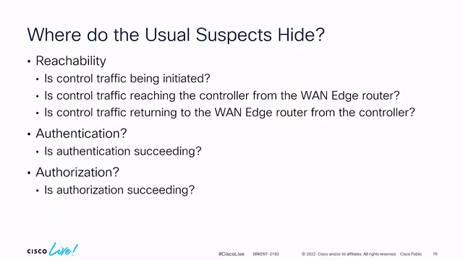So where do our usual suspects hide? When we talk about reachability, we're asking ourselves different questions. For one, is our control traffic being initiated? That's important. Is control traffic actually being initiated? And if it is, is it reaching the controller? And if it is reaching the controller, is it making it back to our WAN edge router? Those are the questions we ask ourselves. When it comes down to authentication and authorization, obviously the question is, is that succeeding? So these are the things that we have to ask.